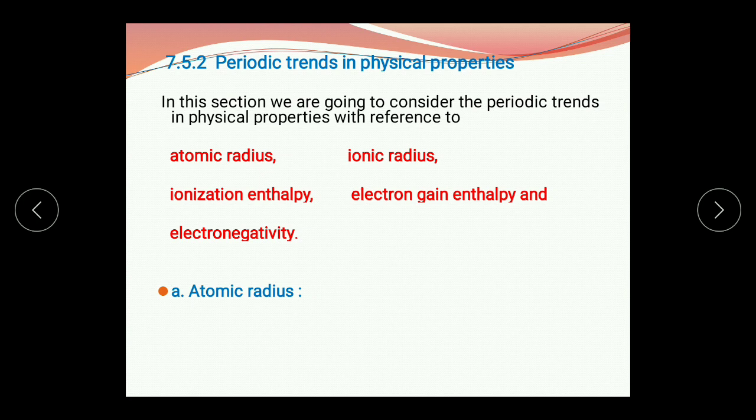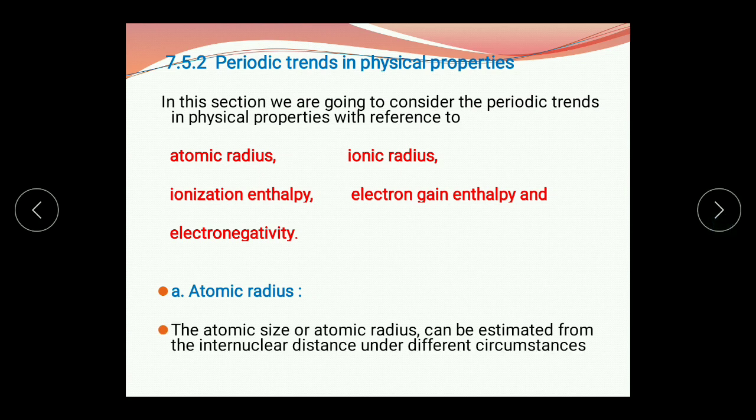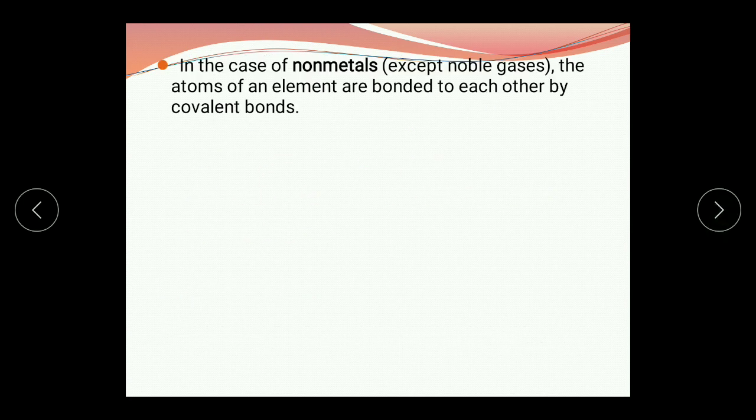Thus, because of this, there is no specific boundary which we can tell is the size of the atom. But the atomic size or atomic radius can be estimated from the internuclear distance under different circumstances, meaning in the case of non-metals and in the case of metals. So in the case of compound formation, the radius is measured in different ways.